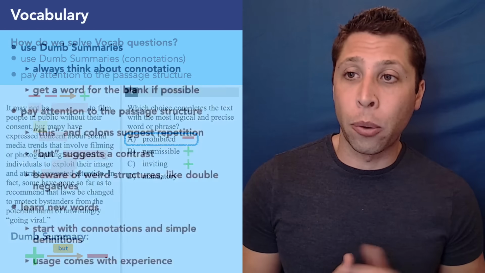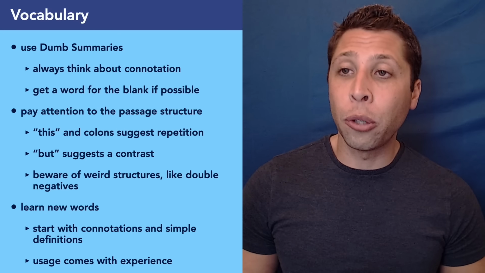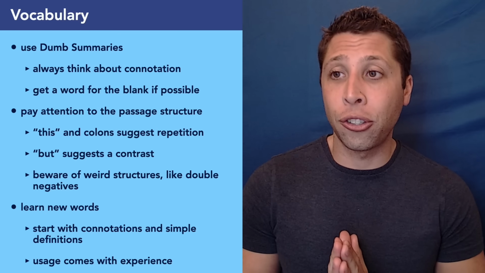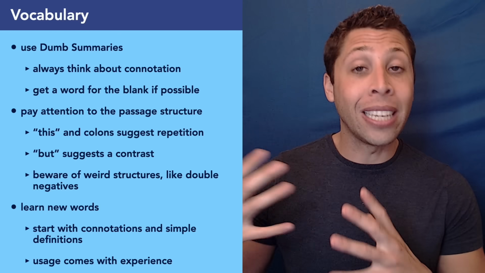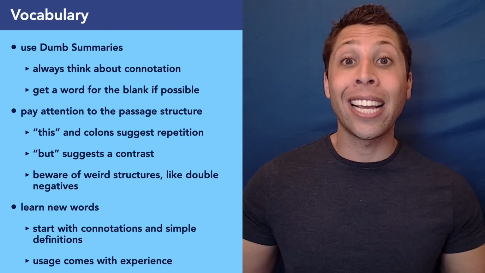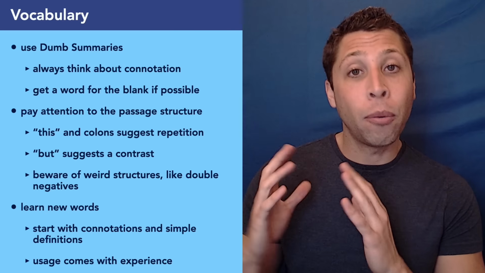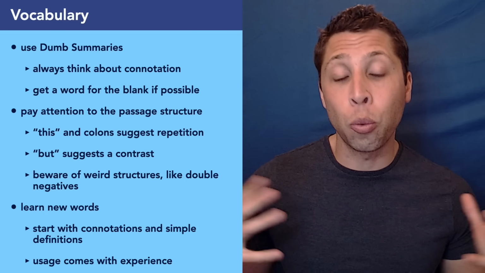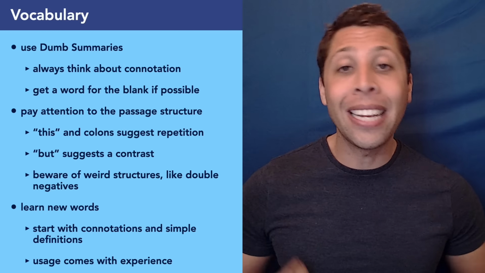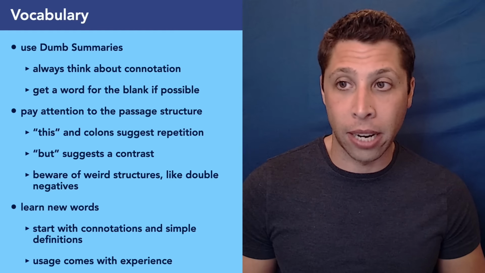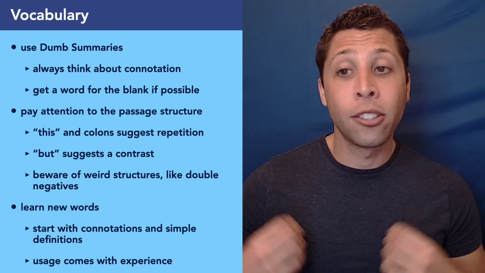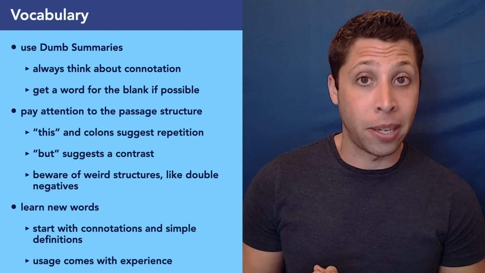So let's just review this pretty quickly. As I said, make sure you use dumb summaries. Try to stick to connotations as much as possible. If you can get a specific word to fit in that blank, that's even better. But whatever you're doing, you should pay attention to words that might not seem important, but indicate the structure of what we're reading, right? "This" and colons suggest repetition. A word like "but" is going to be a contrast.